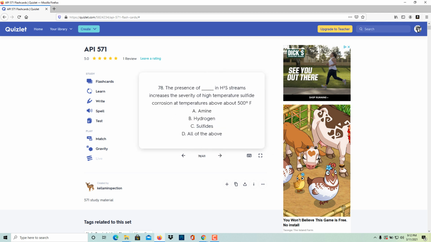The presence of what in H2S streams increases the severity of high temperature sulfide corrosion at temperatures above 500 F? The presence of sulfides. B, hydrogen. The presence of hydrogen in H2S streams increases it. Okay, it's hydrogen.